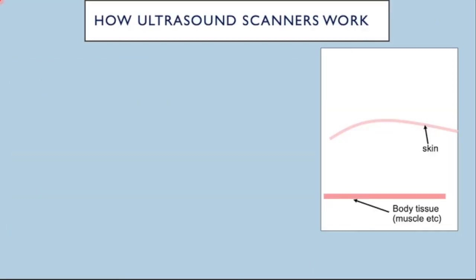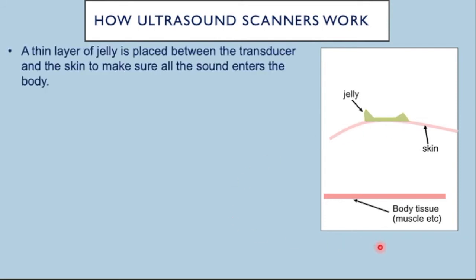Okay, so let's have a look at how ultrasound scanners work now then. So here I've got the body tissue that we're looking at. So maybe we're looking at muscle or something like that. And here we've got the skin, the outer skin of the body. So first of all then, a thin layer of jelly is placed onto the body, onto the skin, and that makes sure that all of the sound from the transducer enters the body.